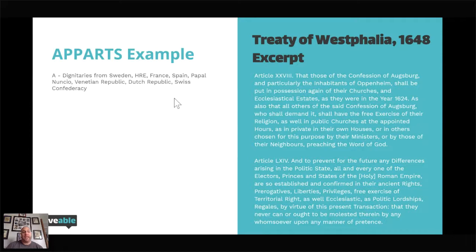Okay, so again, author, not always going to be given to you like it isn't here, but you should still have some idea of who it is depending upon what the source is. So for a treaty, typically treaties are almost always going to be written by dignitaries.